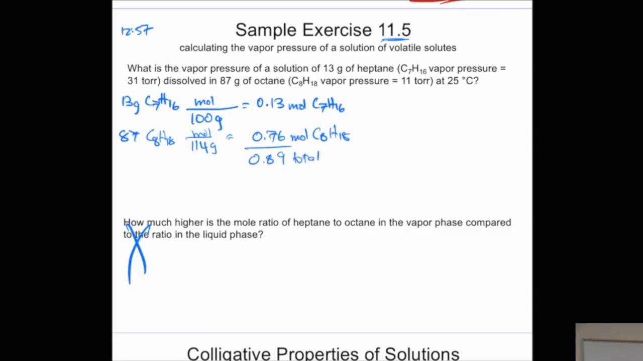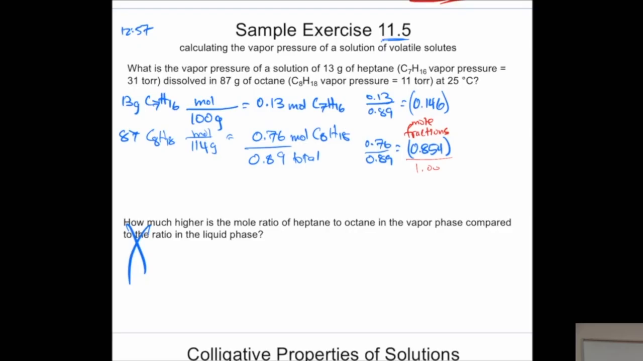So our mole fractions then are going to be 0.13 divided by 0.89 and 0.76 divided by 0.89. And that gives me a mole fraction of 0.146 and 0.854. Feel good there? Let me just write. These are the mole fractions. These should add up to 1. And let's just check. It does. Or very, very close.